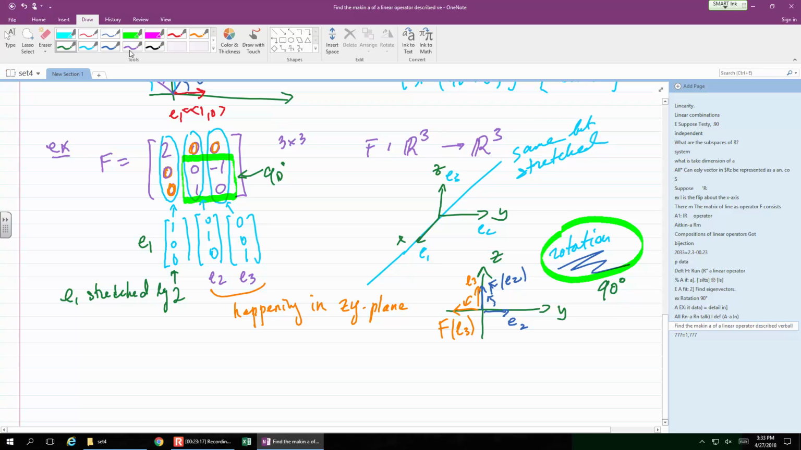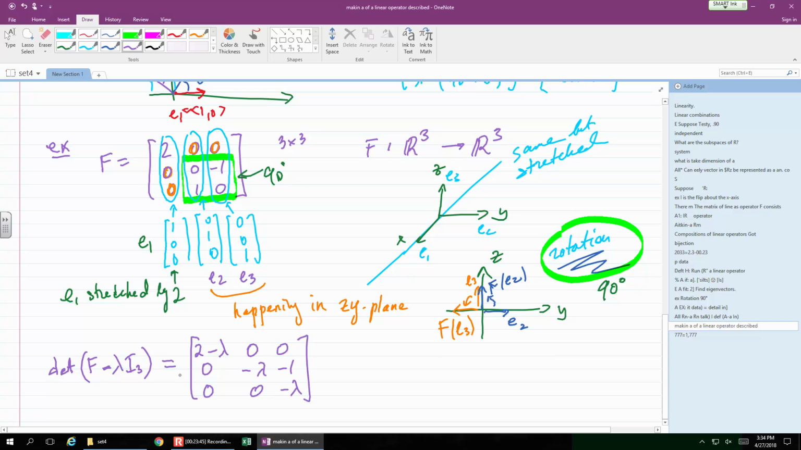So just to confirm that, let's do eigenvalue analysis of this matrix. So if I take the determinant of f minus lambda I3, okay, so then what is it? 2 minus lambda, 0, 0, 0, minus lambda, minus 1, 0, 1, minus lambda. That is my matrix. Okay, subtracting, so minus lambda on the main diagonal. Okay, so now the determinant.